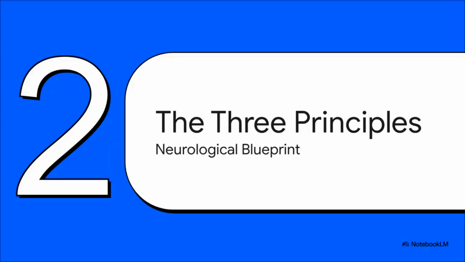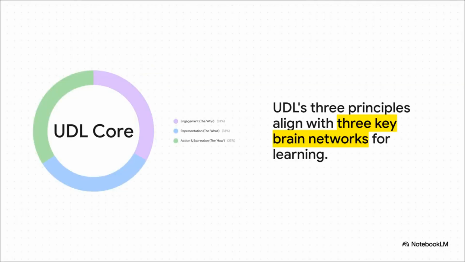And this isn't just some dusty old theory. Nope. This stuff is rooted in actual neuroscience, how our brains are wired to learn. At its core, UDL is organized around three key parts of the brain that handle learning. You've got the why, the what, and the how. Let's dive into what each of those really means.